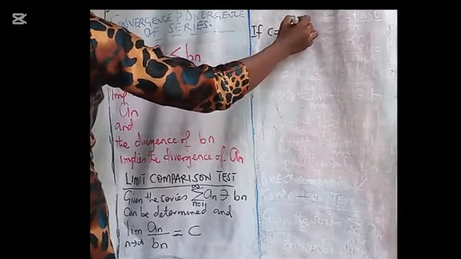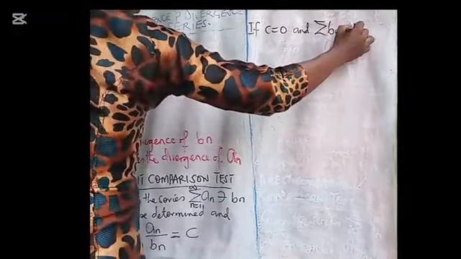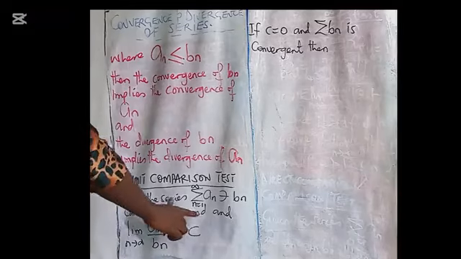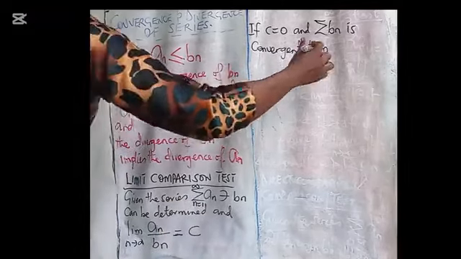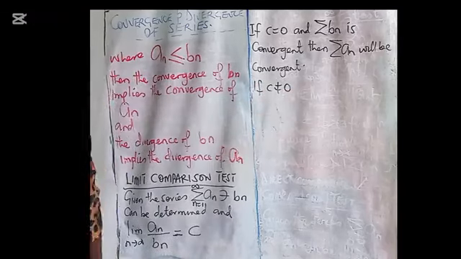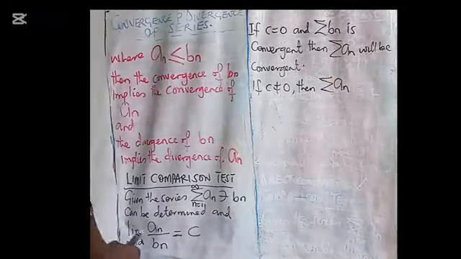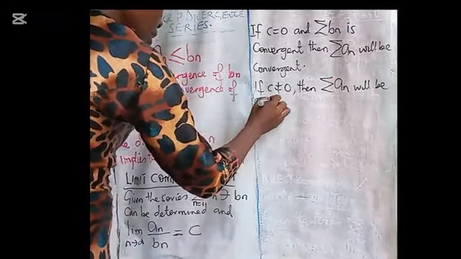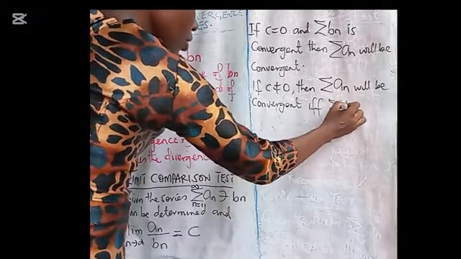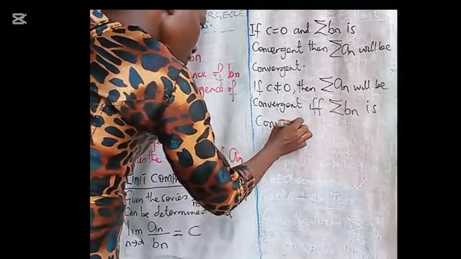If c is equal to 0 and summation b sub n is convergent, then summation a sub n will be convergent. If c is not equal to 0, then summation a sub n will be convergent if and only if summation b sub n is convergent.